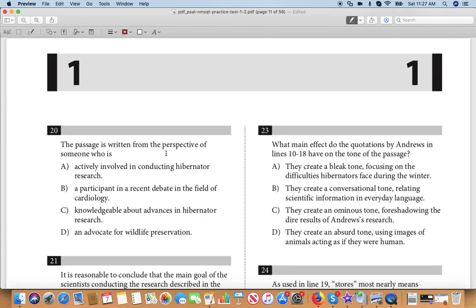Yeah, and it's a tricky question, right? We're not talking about the researchers here. We're talking about the author of the passage. It doesn't appear she's a researcher. Go ahead and read B.